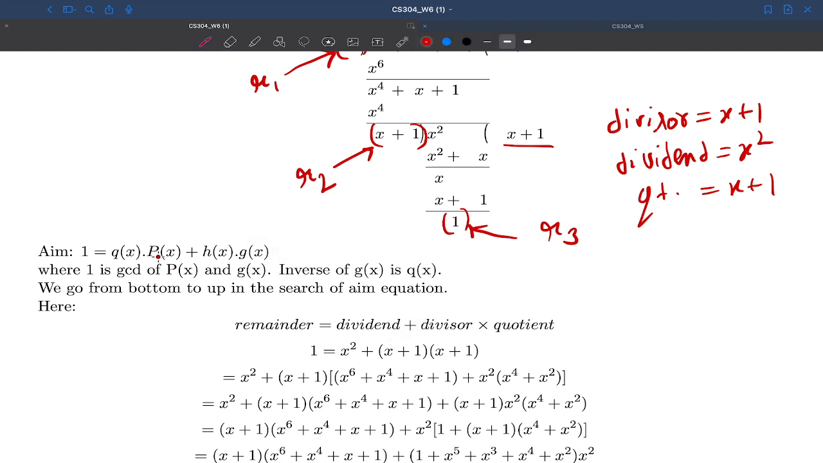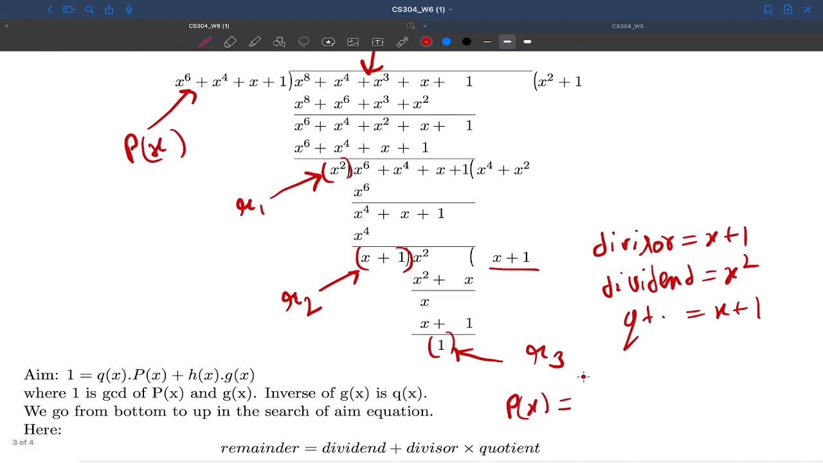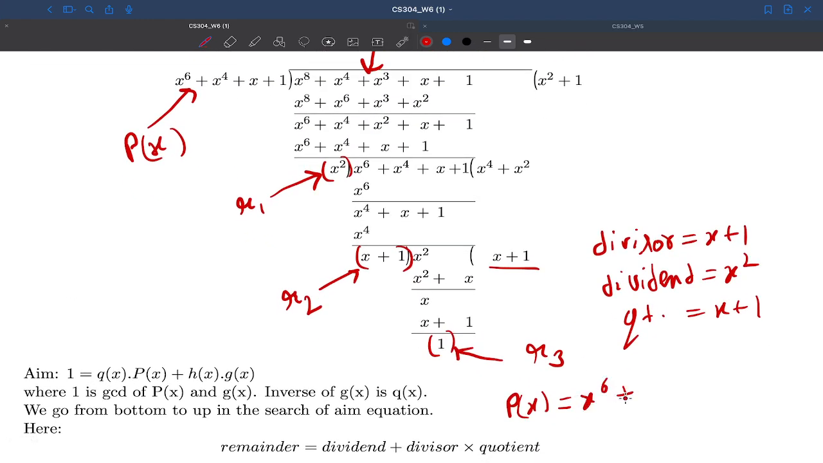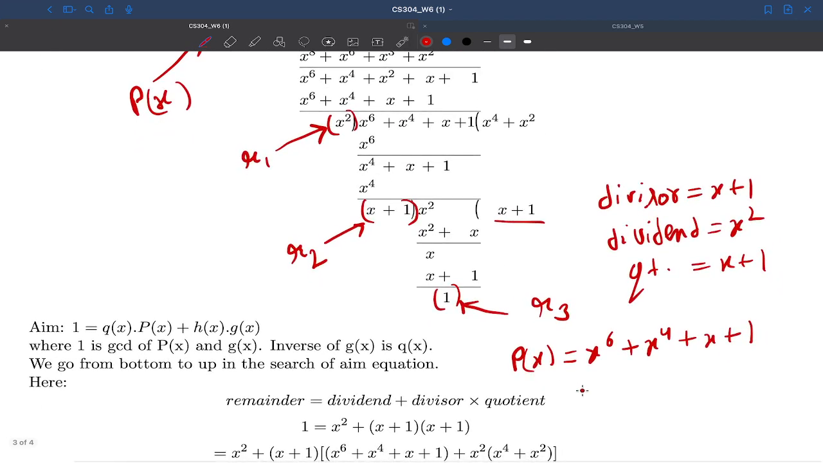Now, what is my px? Let me write px again for clarity. So px is x6 plus x4 plus x plus 1. What is my qx? Qx is the inverse that I need to find. So till now I don't know what qx is. I need to find qx. What is hx? Hx is some random polynomial that I don't care about. I care about only qx. Hx can be anything, I don't care about that. What is gx? Gx we already have, x8 plus x4 plus x3 plus x plus 1. So let me write gx also here.